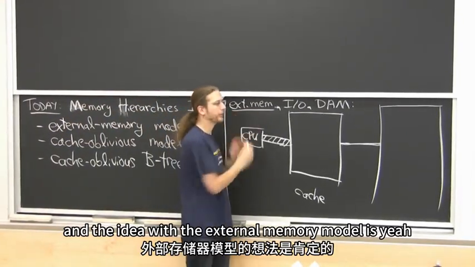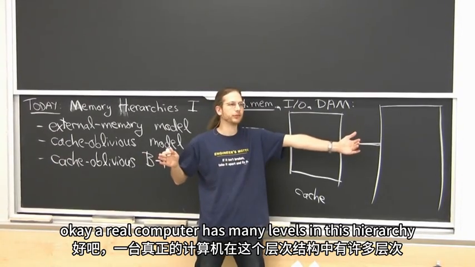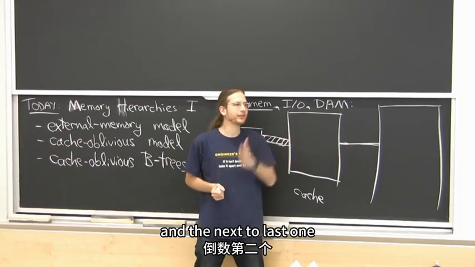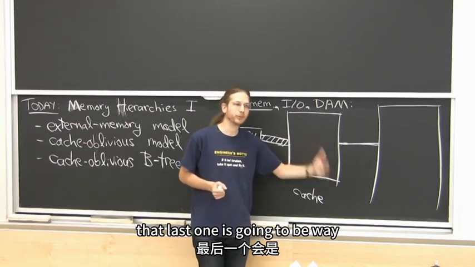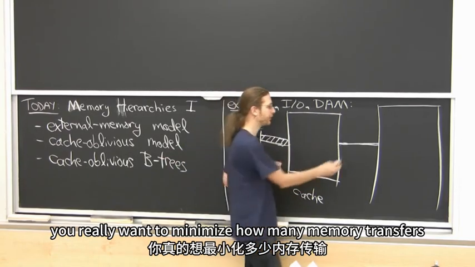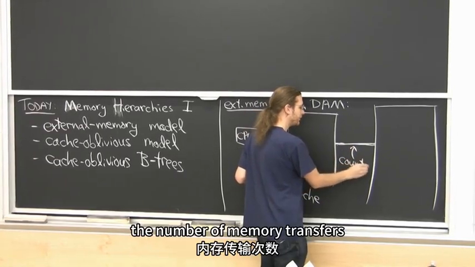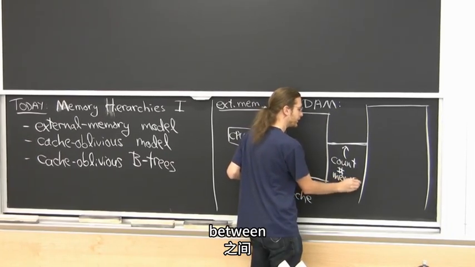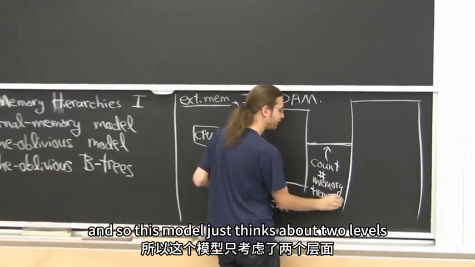And the idea with the external memory model is, a real computer has many levels in this hierarchy, but let's just focus on the last one and the next to last one. Because typically, that last one is going to be way, way slower than all the others. And so you really want to minimize how many memory transfers happen here. So I want to count the number of memory transfers between two levels. And so this model just thinks about two levels.